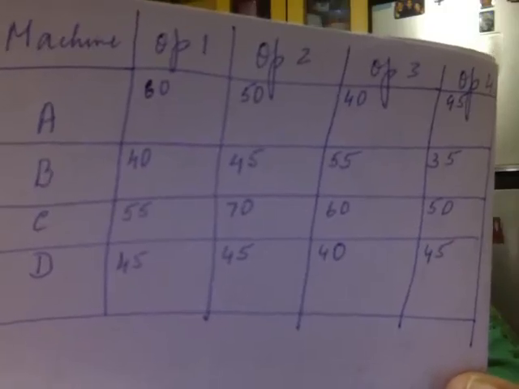Shall we begin? Now what you have to do is go row wise. Which is the smallest one in the row? 60, 50, 40, 45. Obviously 40. So we go row A. 60 minus 40, you get 20. 50 minus 40, you get 10. 40 minus 40 is 0. Don't square it yet. 45 minus 40 is 5.